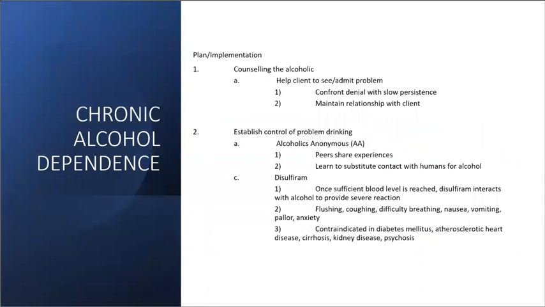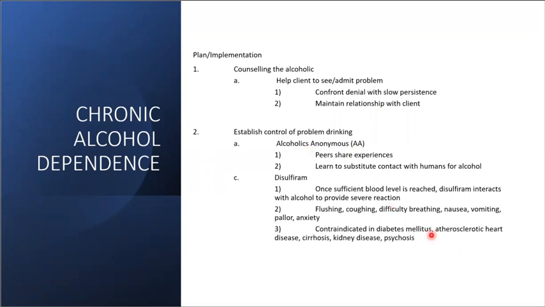As part of our plan, we want to counsel the alcoholic. We want to identify problems related to drinking in family relationships, work, and other areas of life. You want to help the client to see the problem. He needs to admit the problem. You want to confront denial with slow persistence and maintain relationship with your clients. We also want to establish control of drinking problem. For example, we want to give concrete support to identify potentially troublesome settings that trigger this drinking behavior.